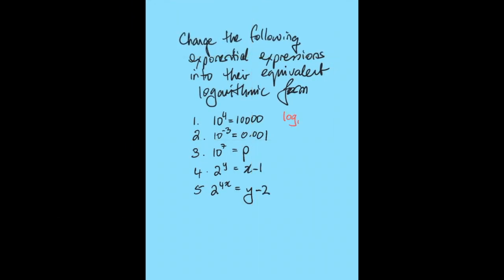So how did you do? Well, log of 10,000 base 10 is going to be 4. Just count the zeros. But you know, you don't really need that 10 there. You can just rub that out, because the word log without a base implies base 10. Now I'm sure you got all of these correct as well.